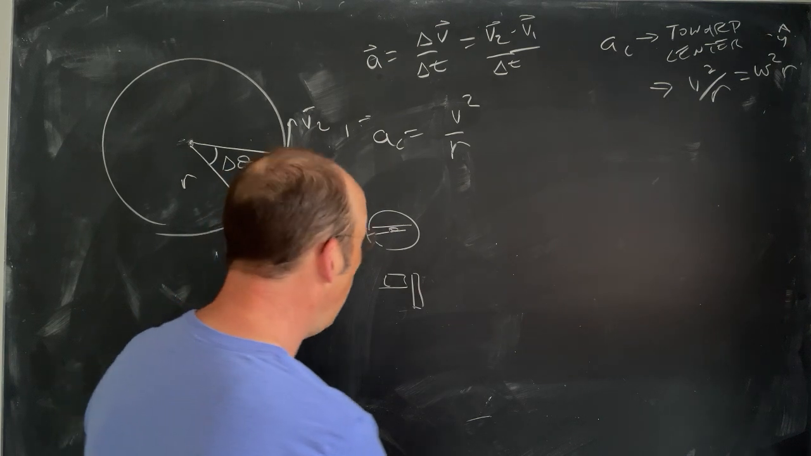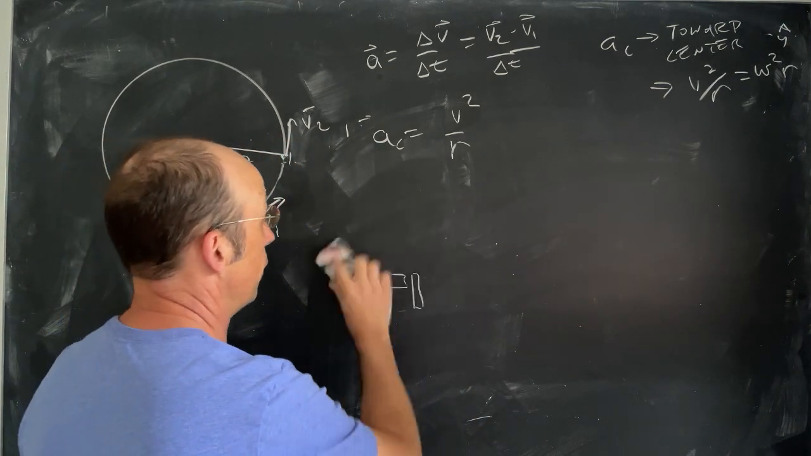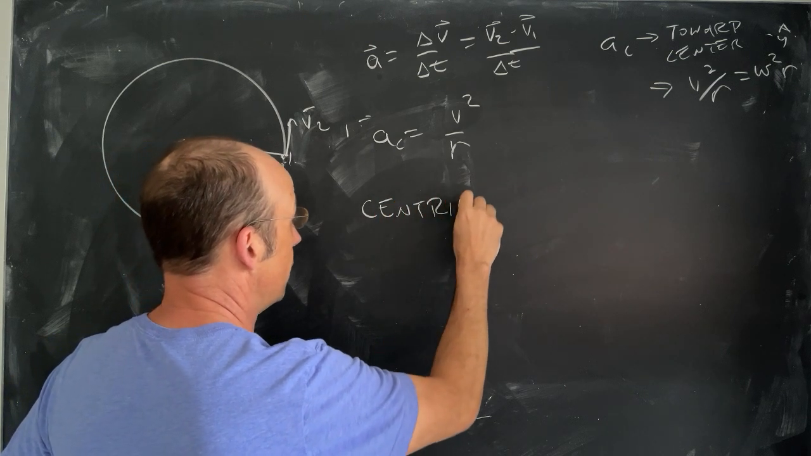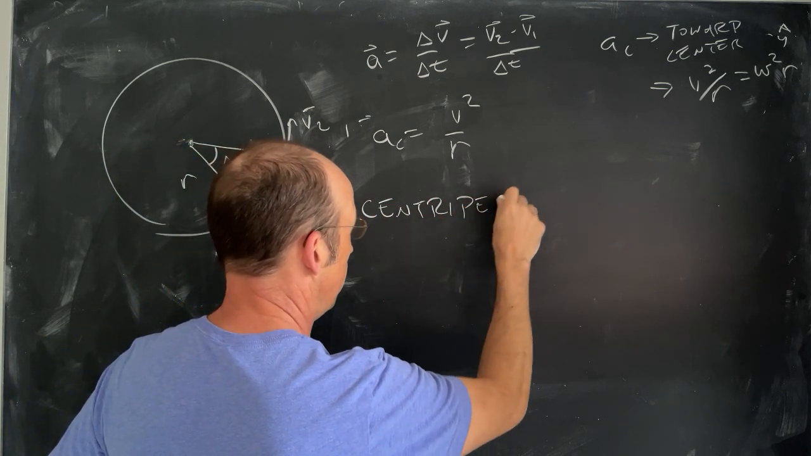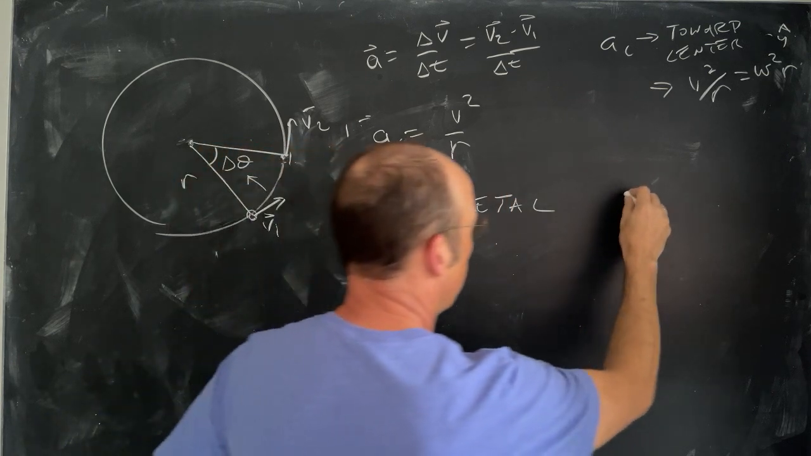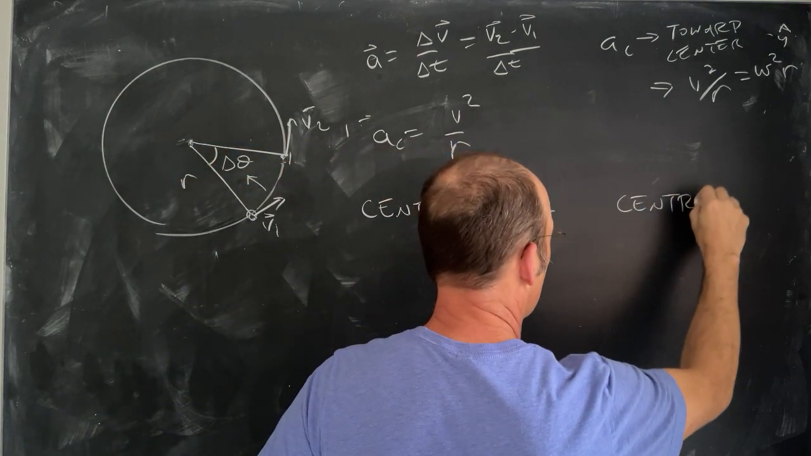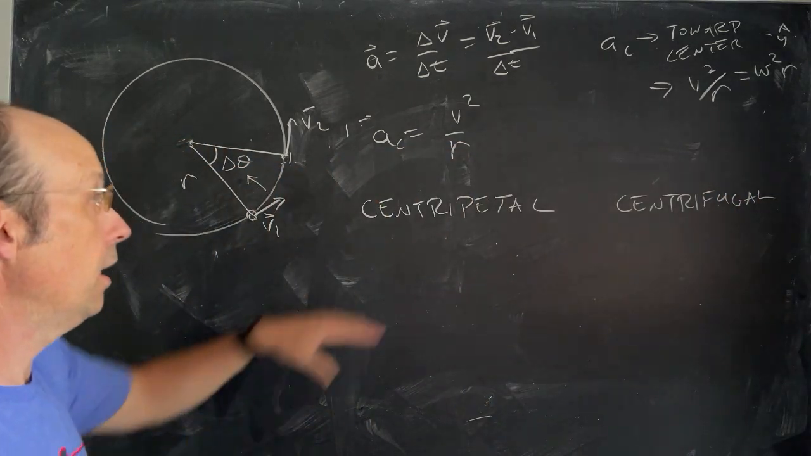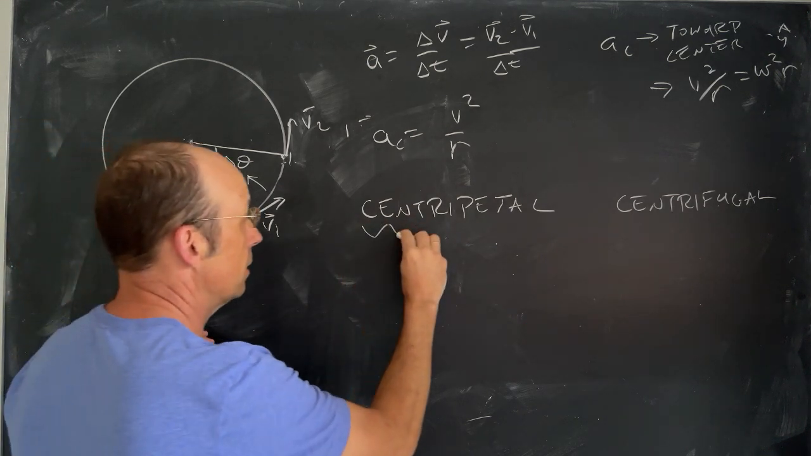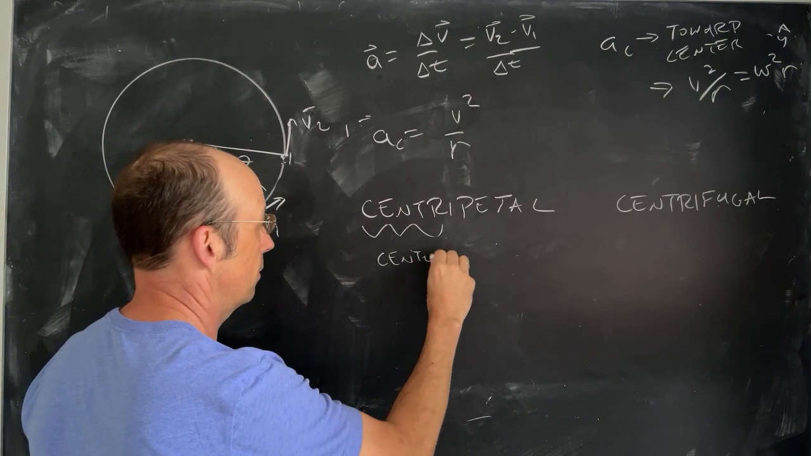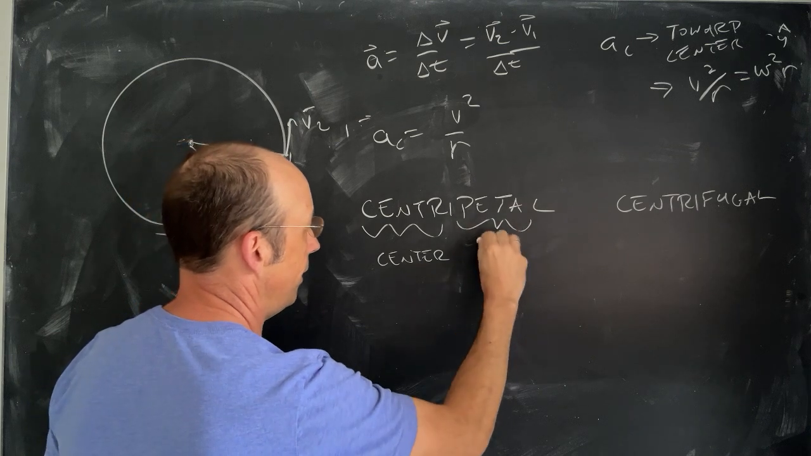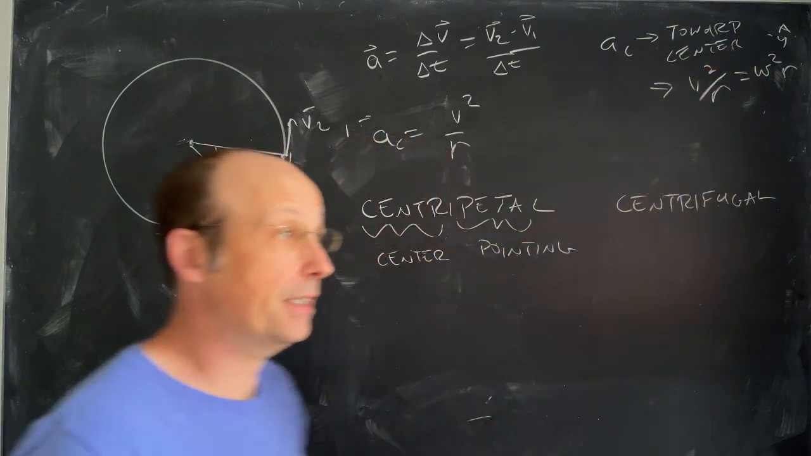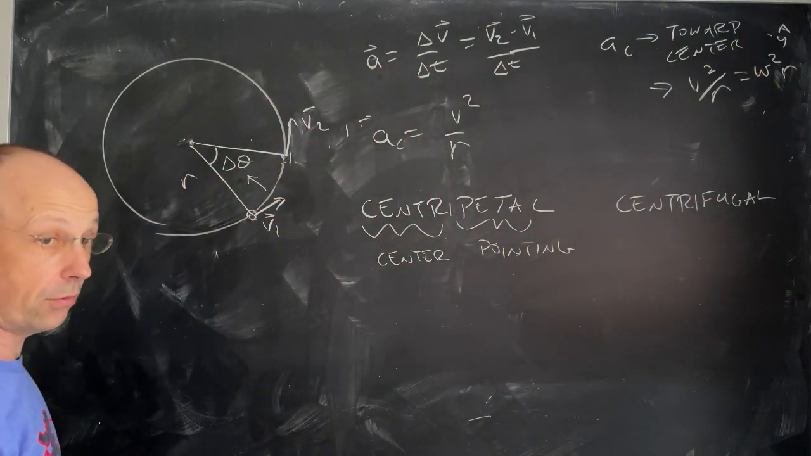Okay. Let's talk about the word centripetal acceleration. I'm going to write two words. This is called centripetal acceleration. Centripetal. And then there's also centrifugal. Did I run out of room? I made it. Okay. So this literally means center pointing, which is what we said. This is the acceleration pointing towards the center of the circle.